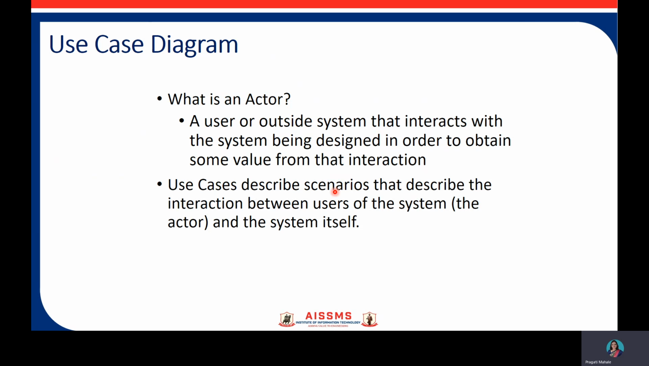Use case describes scenarios that describe the interaction between the user of the system and the system itself. So here it is very much clear that the actor is some external entity or some user of the system who interacts with the system in the form of exchange of some information or to obtain some value or data from the system. So there is some interaction of this actor with the system, and that interaction is also depicted using the use cases.